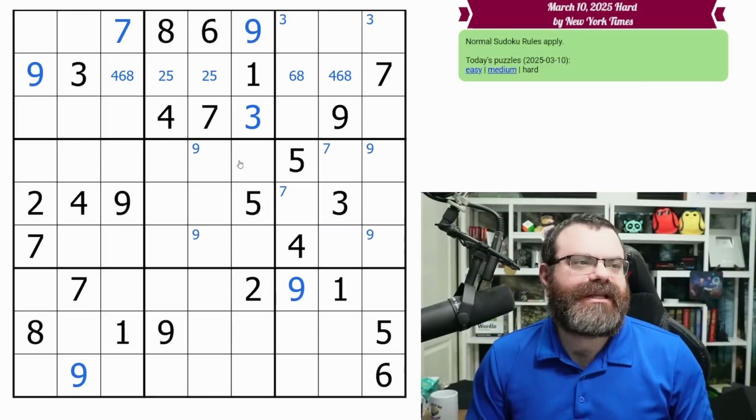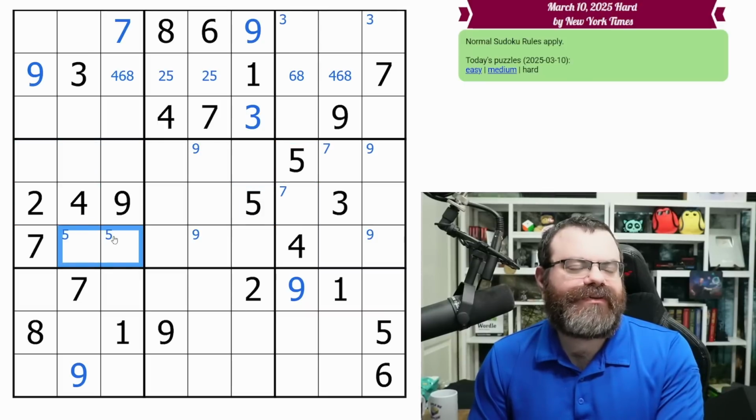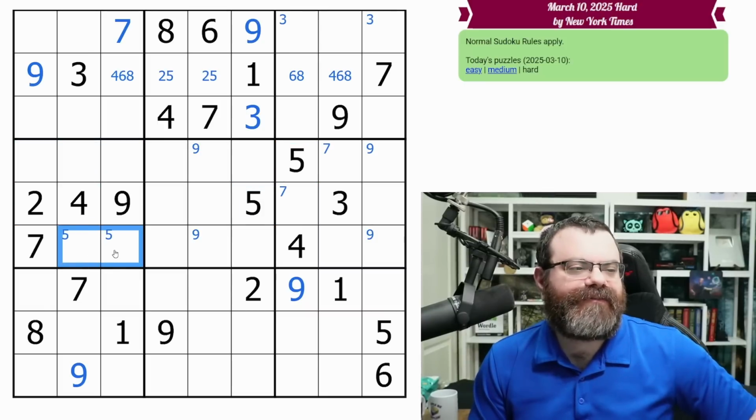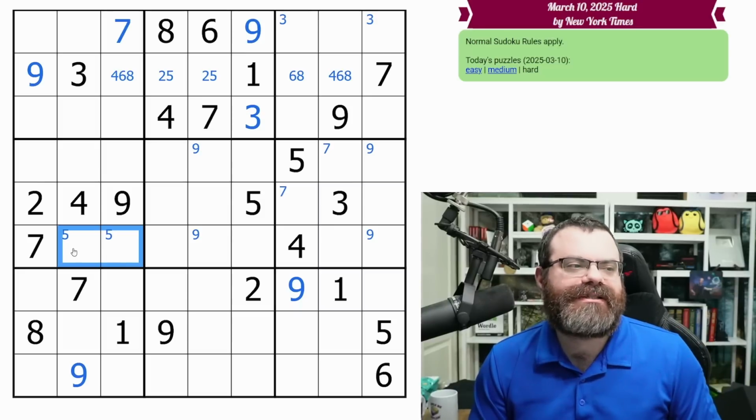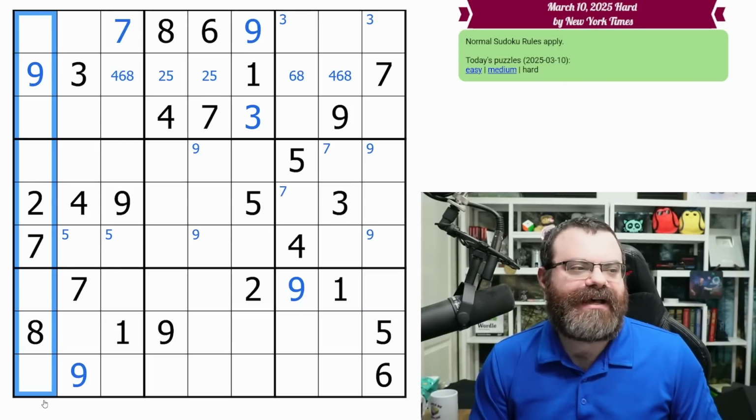Let's just move on to the next band. So I do have 2 5s here. Puts a 5 in one of these 2. Now, what I've done here is I've penciled 5 in 2 places in the box. And the only reason it's not 3 places, because there's a 7 sitting here, not because we actually have a 5 in the column.